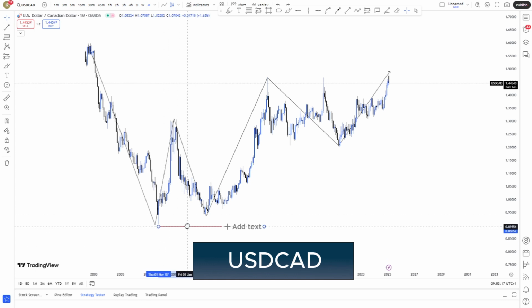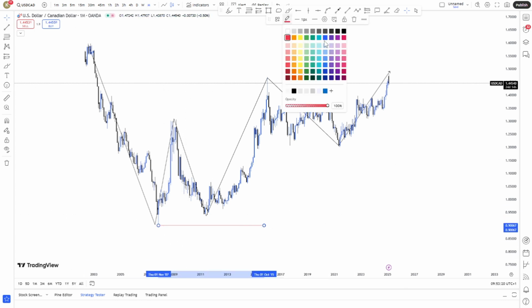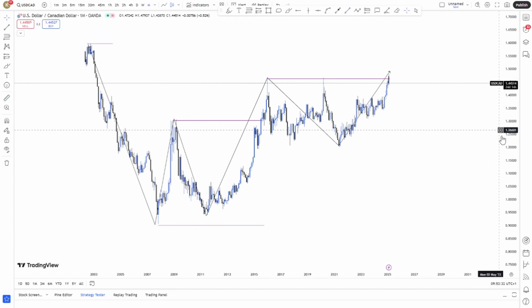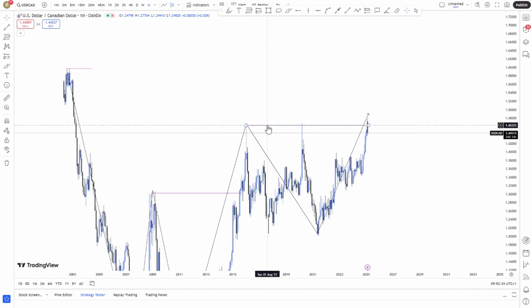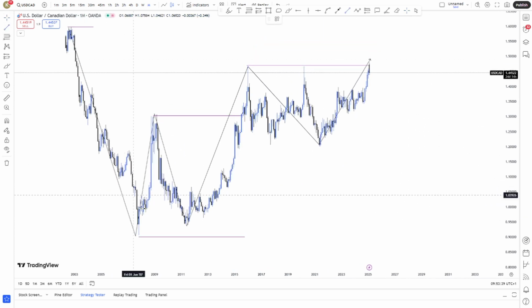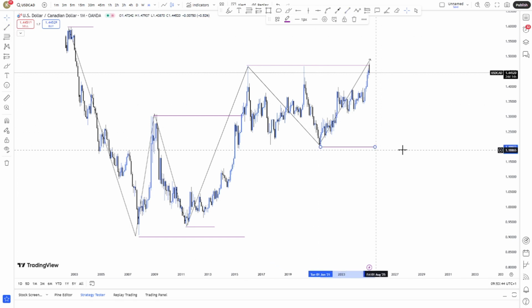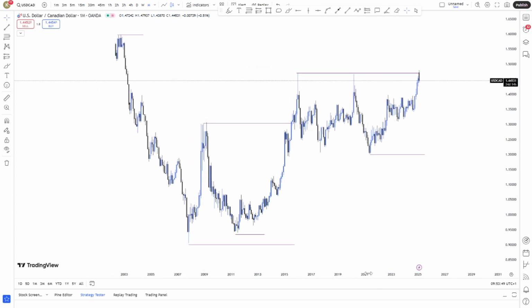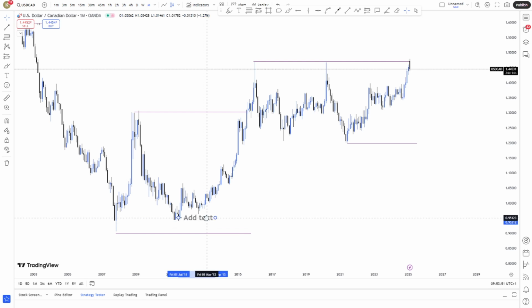So we have one here, which we'll make purple, because we mark our external structure with purple. Then we have this one, and then we have this one. That's what we have. And then we even have this one, and then this one. So you can see clearly that we have our external structure all mapped.